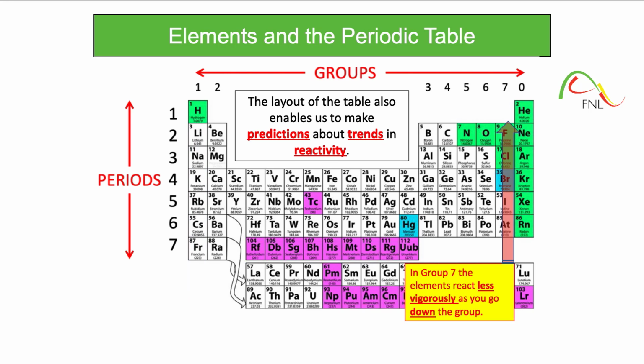Now, over in group 7, it's the other way around. Elements react less vigorously down the group. So in that one there, we've got fluorine at the top. Fluorine is the most reactive element in group 7.